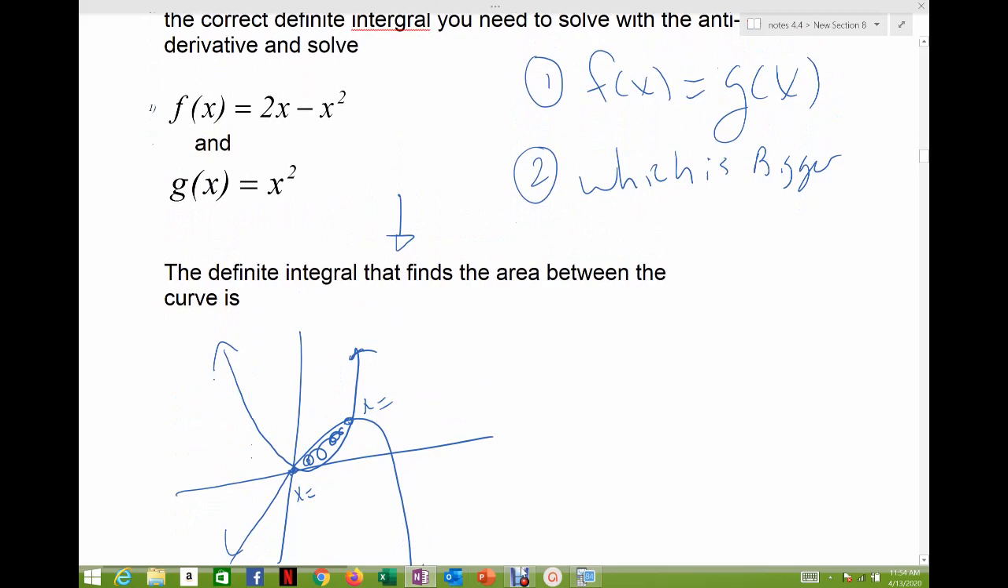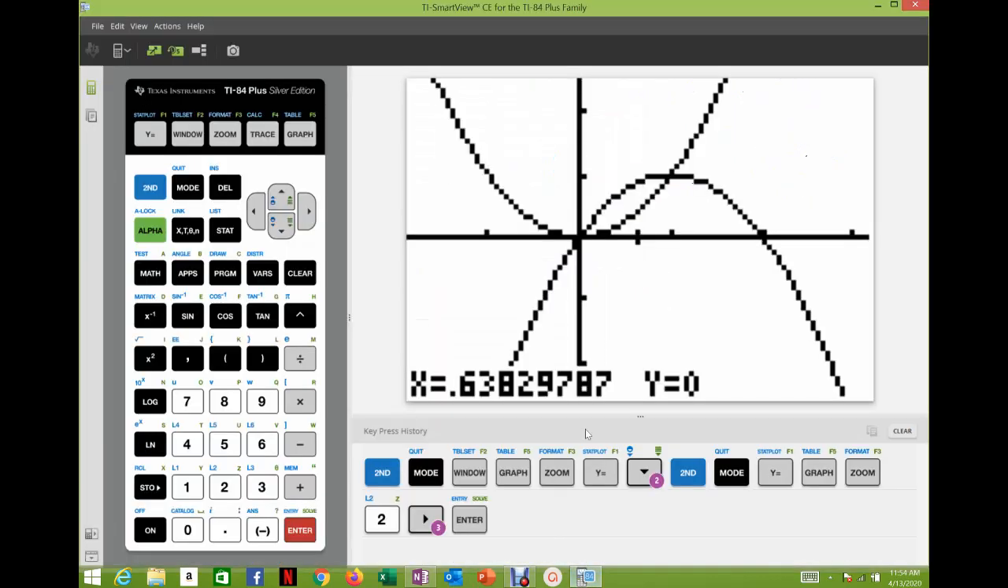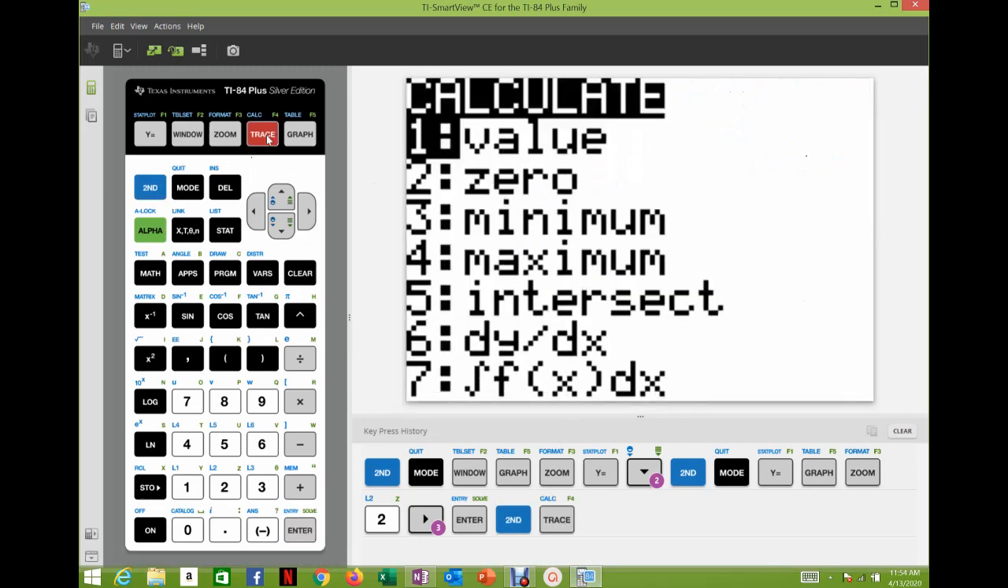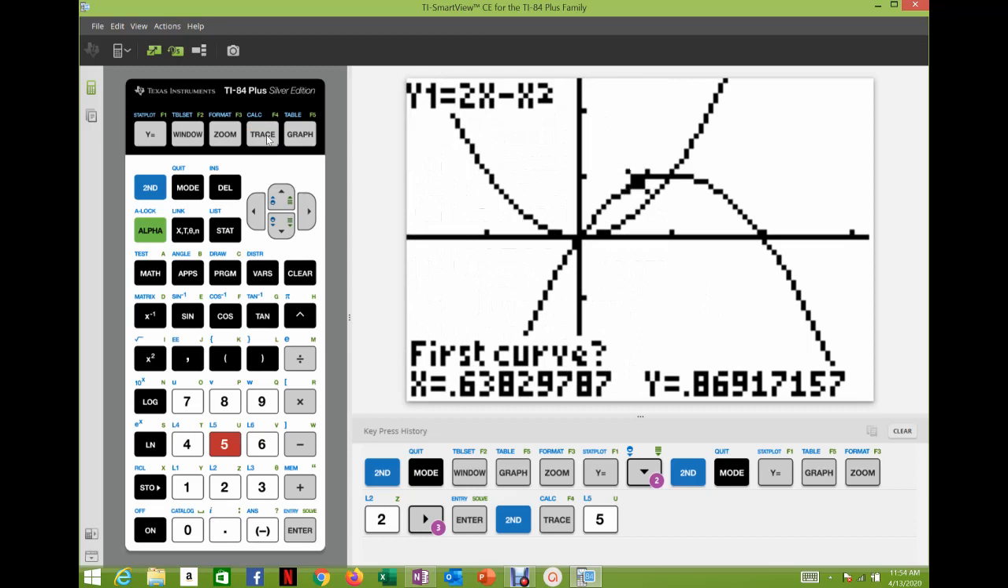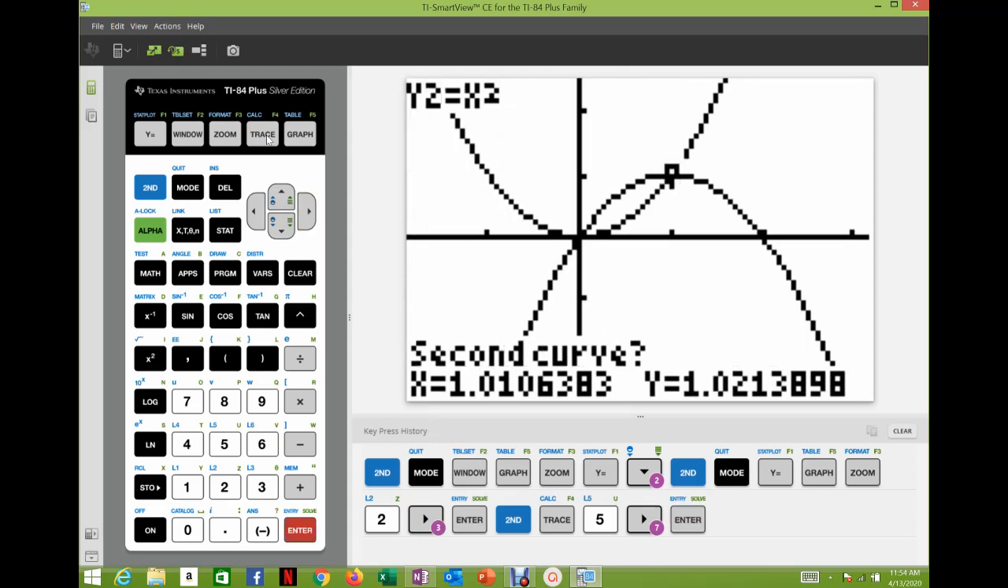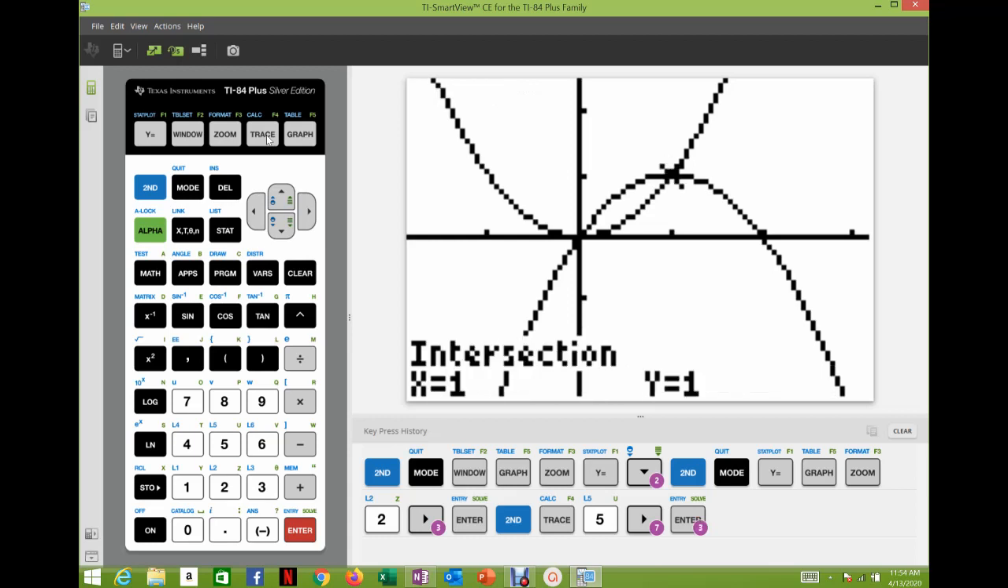Well, I'm going to do this graphically. Remember, our calculator knows how to do this. We go to second, trace, hit 5. And then it'll ask us some questions: first curve, second curve, and guess. Just get your values as close as you can to where they intersect. And then I usually just hit enter 3 times as long as it's a pretty good spot, and it is. And so they intersect at the point x equals 1.